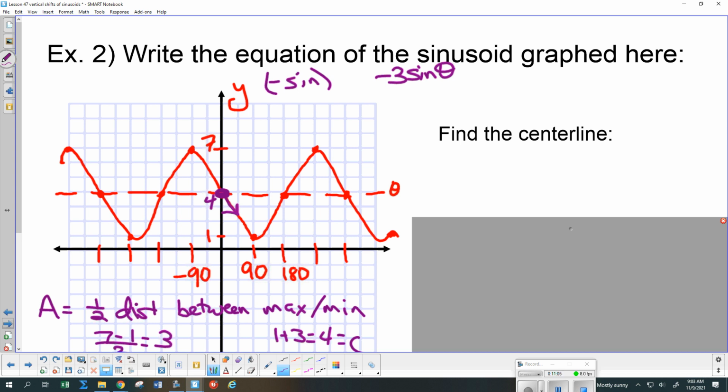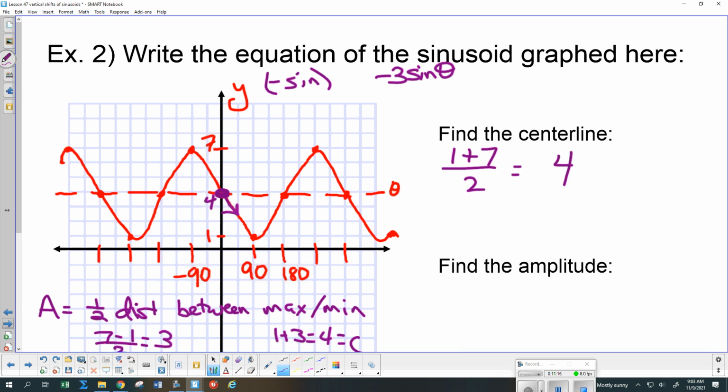That means it's the average of the min and the max. So you can say the min plus the max divided by 2, and also get the center line that way. So now we put all of that together, and we say our equation for this is y equals, center line is now positive 4, so we shifted to a positive 4, minus, because it's a minus sign graph, 3 for the amplitude, sine theta.